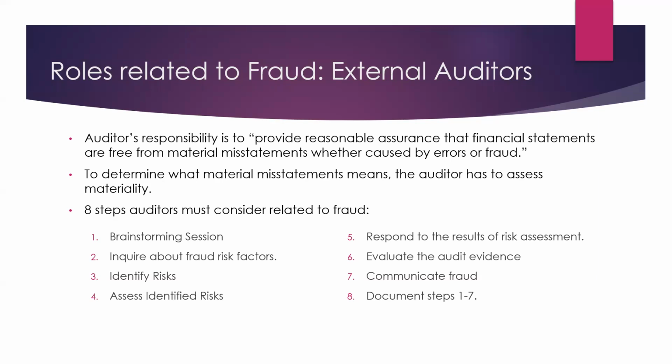Step 7 is to communicate fraud. So if we have identified a fraud through our audit procedures, we are going to want to communicate that. Typically, fraud should be communicated 1 level up from where it's found. So if we find a clerk who is committing a fraud, we would communicate that 1 level up, so to that clerk's manager. However, any fraud found in the senior management or management positions should be communicated with the audit committee.